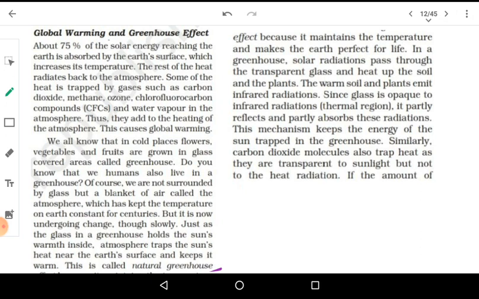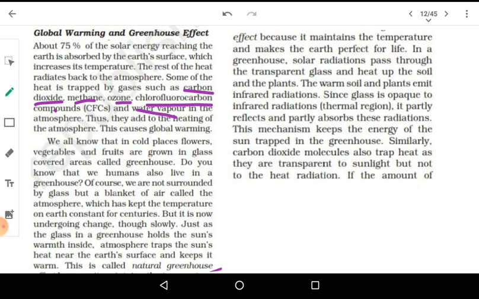Some of the heat is trapped by certain gases such as carbon dioxide. We can see over here carbon dioxide, methane, ozone, chlorofluorocarbon compounds, and water vapor. So these are known as greenhouse gases. So which are the greenhouse gases? It is carbon dioxide, methane, ozone, chlorofluorocarbon, and water vapor. They will also help in the heating of the atmosphere, and this can ultimately result in global warming.